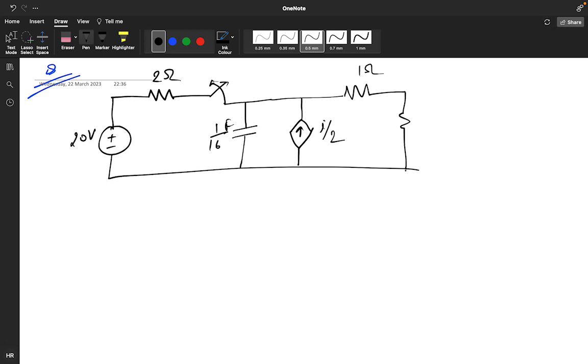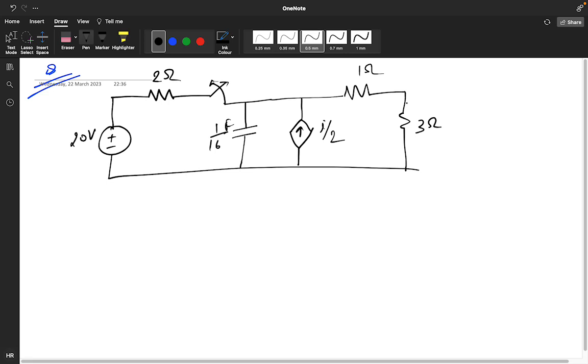This particular, it's 3 ohm, and here it is I current. Okay, you need to find I of t. So I of t means this particular, for t greater than 0. Now you have to assume that things. So how you will solve this question, guys?